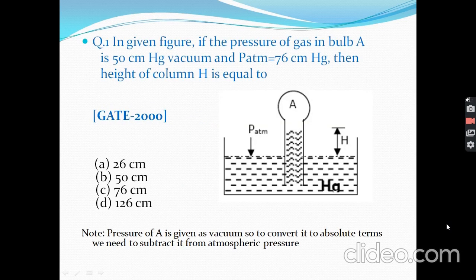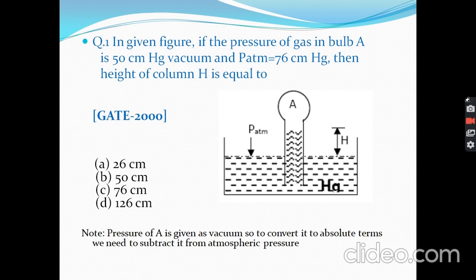Question first. In the given figure, if the pressure of gas in bulb A is 50 cm Hg vacuum and P atmosphere is 76 cm Hg, then the height of column H is equal to: option A 26 cm, option B 50 cm, option C 76 cm, option D 126 cm.